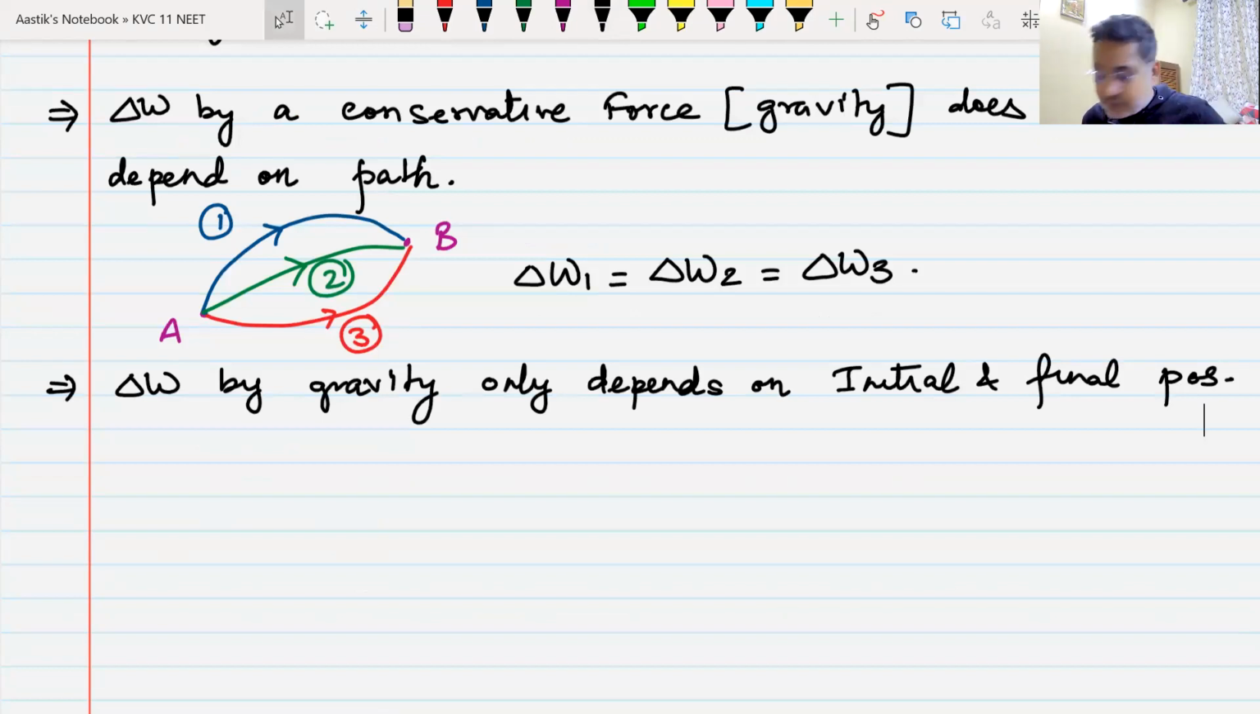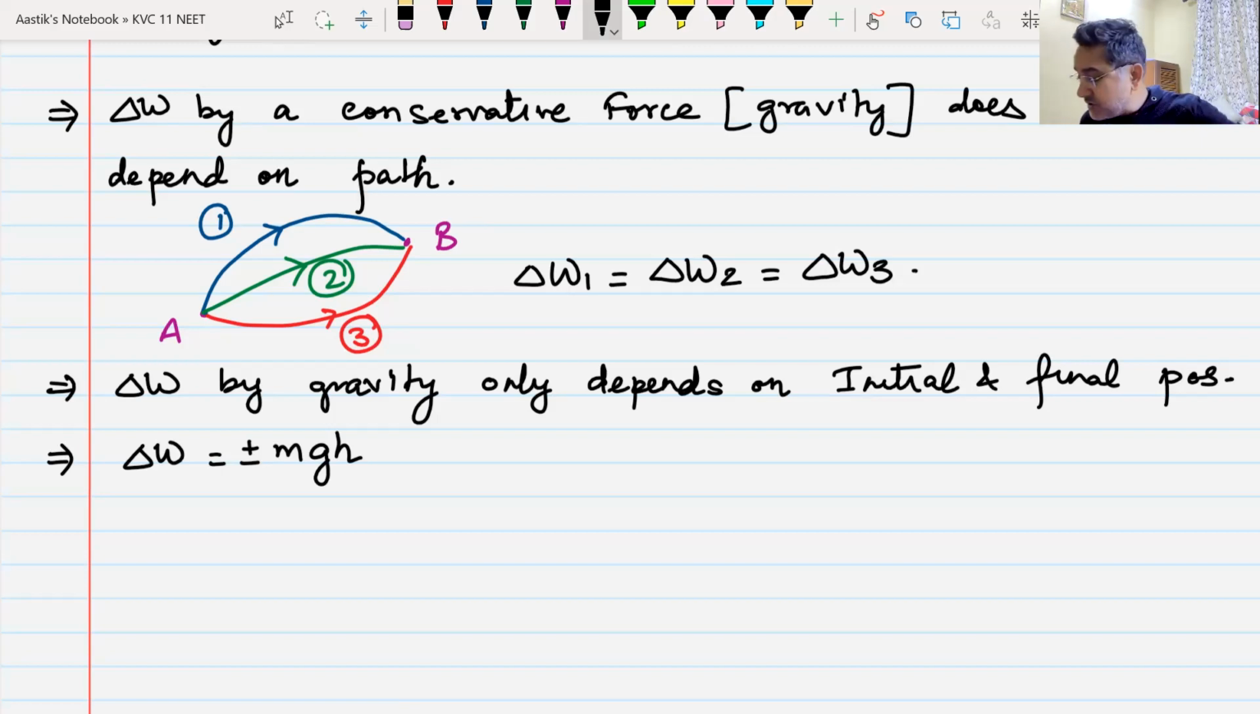Now remember, how do you find out work done by gravity? Work done by gravity will always be equal to plus or minus mgh, where m is the mass of the body, g is the acceleration due to gravity. What is h? h is the vertical distance the body has moved.